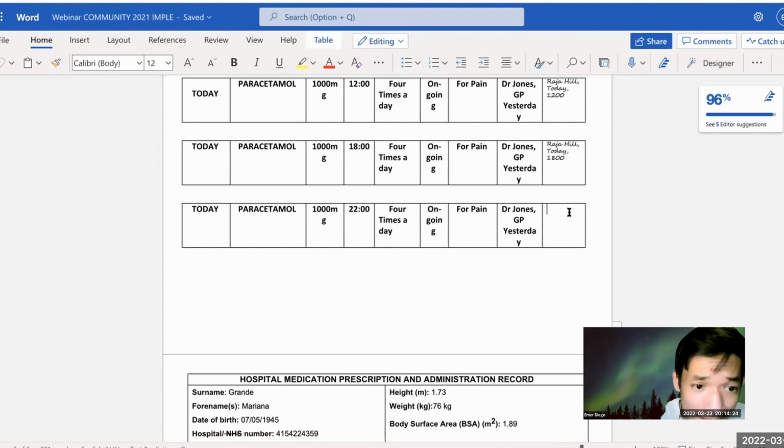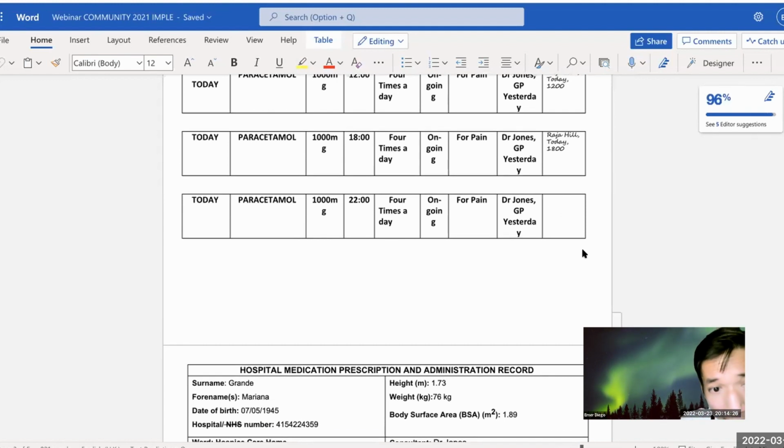So as part of your conversation, you could ask the patient, let's say, what's the patient's name? Mariana, I can see you have your paracetamol here again. So, are you still in pain? Because remember, the instruction is for pain. Remember, this is a regular medication.